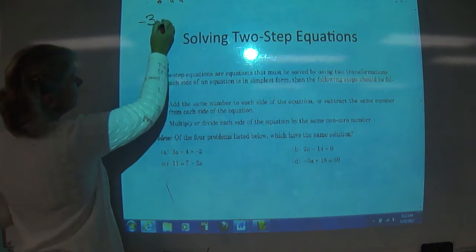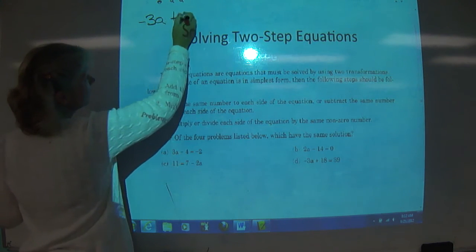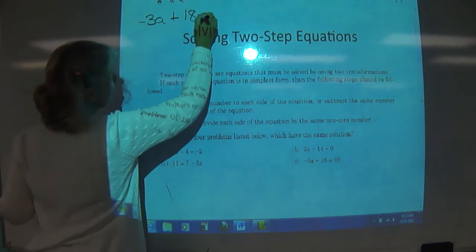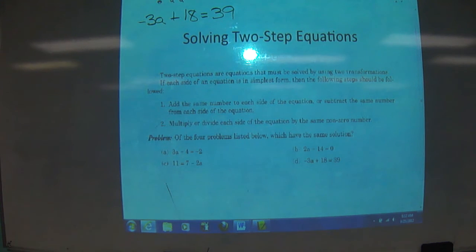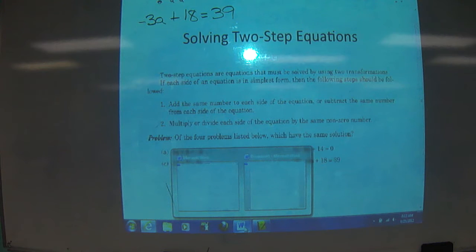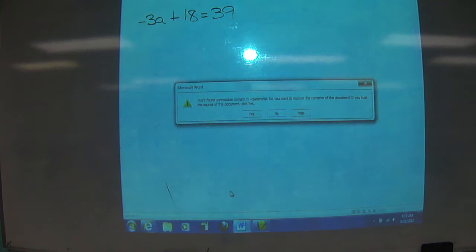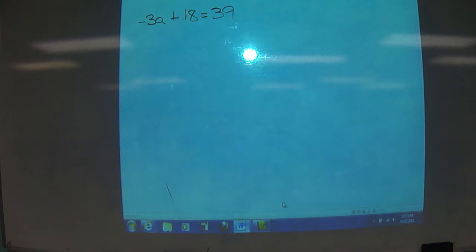Negative 3a plus 18 equals 39. And you have blank paper to work with. I need blank paper to work with as well. Okay? So, let me give myself a piece of white paper to work with.